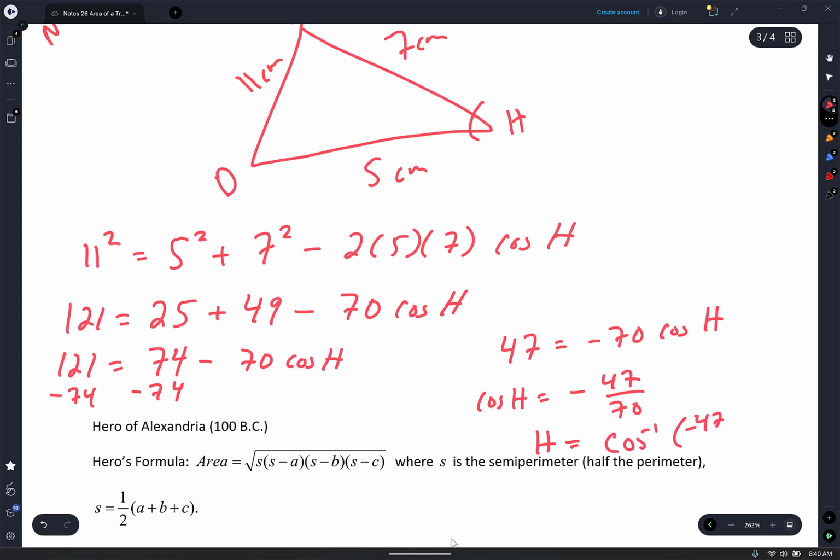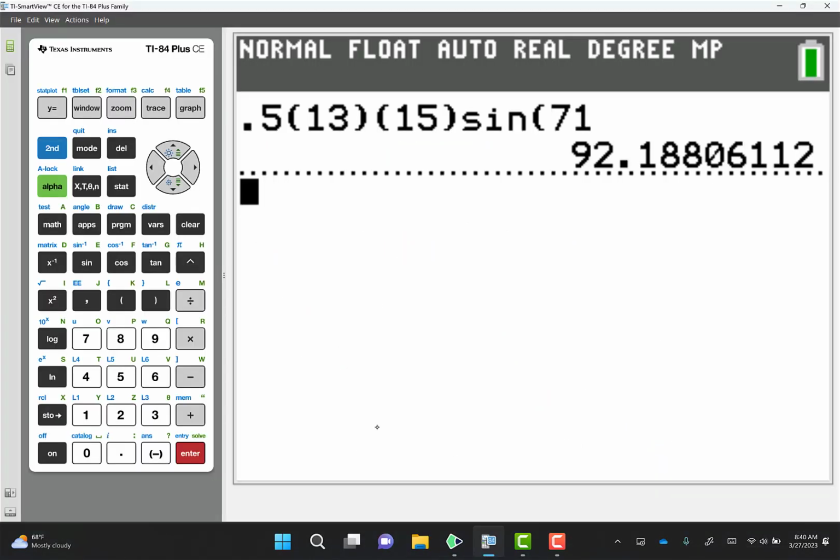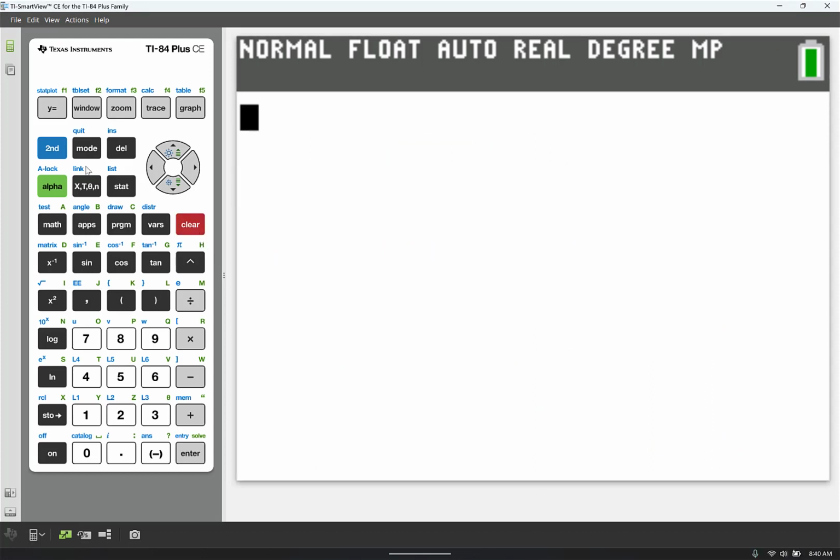Negative 47 over 70. If we didn't make any mistakes, here's how I'm going to type it in the calculator. Check it out. I want to use the exact value because I'm going to use Hero's formula in a little bit. I'm going to go second, arc cosine, negative 47 over 70.